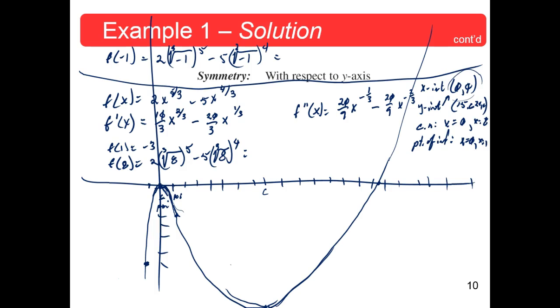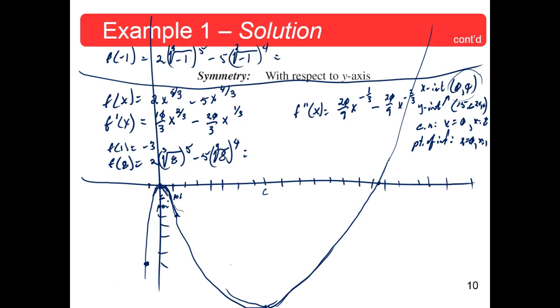It's not a point of inflection. You don't have to have a point of inflection when the second derivative is undefined. You may have, but it's not. Still concave downward between 0 and 1. We found that out. And at x equal 1, your value was negative 3. Your first derivative was negative, going downhill, and your second derivative is 0, meaning you have a point of inflection there.